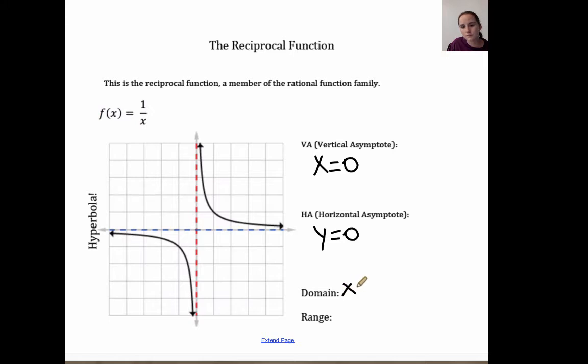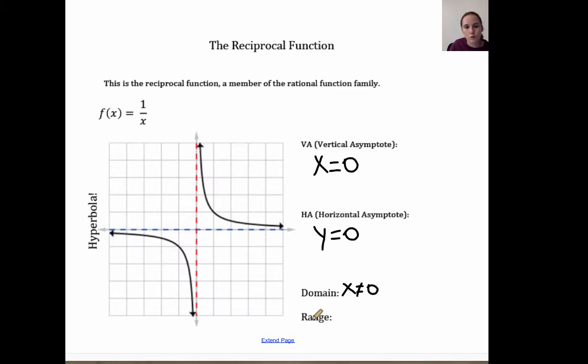So x cannot equal 0. That's an equal sign with a slash through it. So x cannot equal 0. It is okay if you just write it that way. You don't have to tell me all of the values unless you want to. You don't have to say from negative infinity to 0, parentheses, union 0 with the parentheses to infinity. You don't have to say that unless you just really want to.